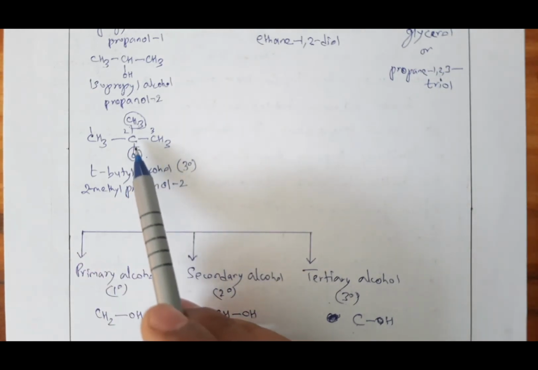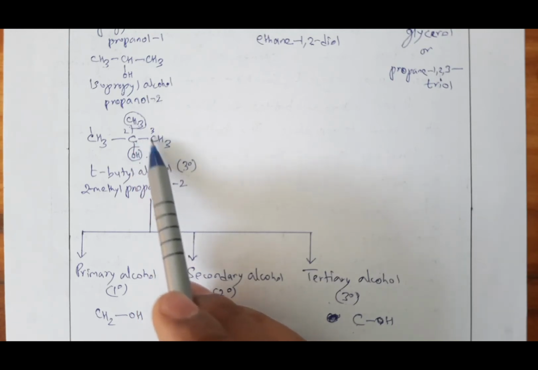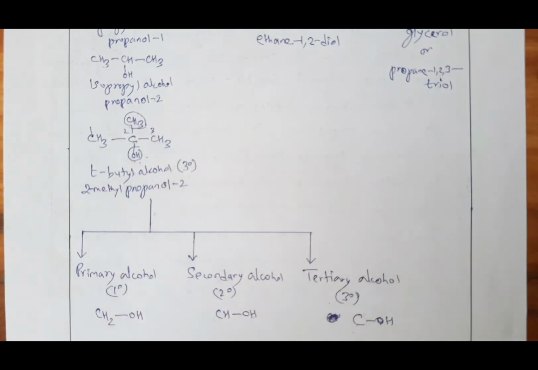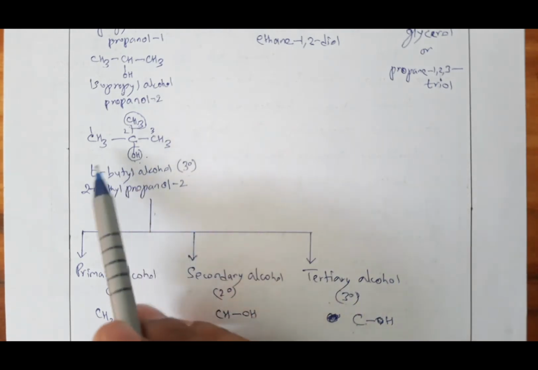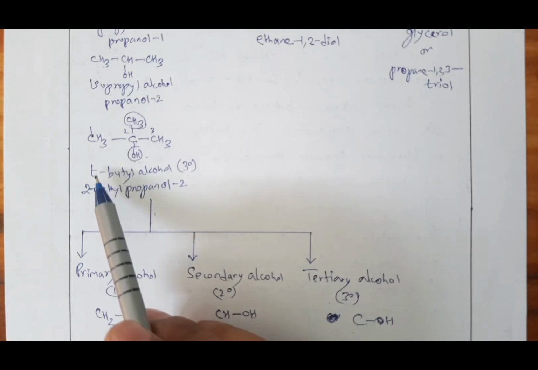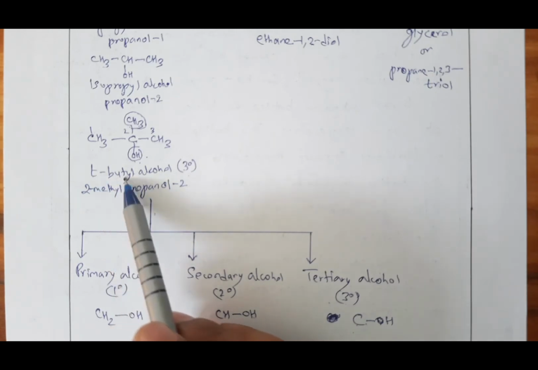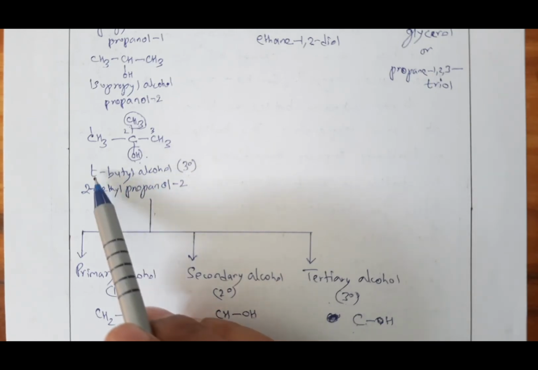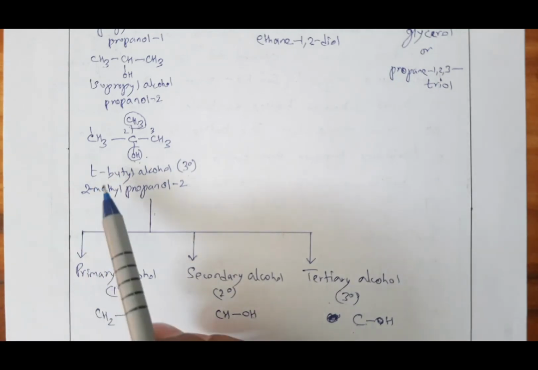And when you remember the formula, you remember it this way: C in the middle, CH3, OH is the formula of T-butyl alcohol, which is tertiary alcohol because OH is linked with C. And this T stands for tertiary, so we can call it tertiary butyl alcohol, where we represent tertiary by small t.